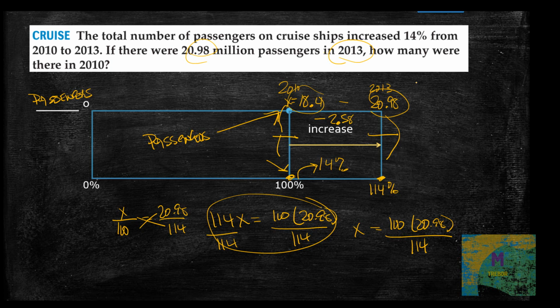Now I can answer any question that's being asked of me on this problem. I can tell you the percent of the quantity in 2013, the number of passengers. In 2010, the decrease is both a number and a percent. Everything can be answered here. So the answer to this question is 18.4 million. There were 18.4 million passengers in 2010.